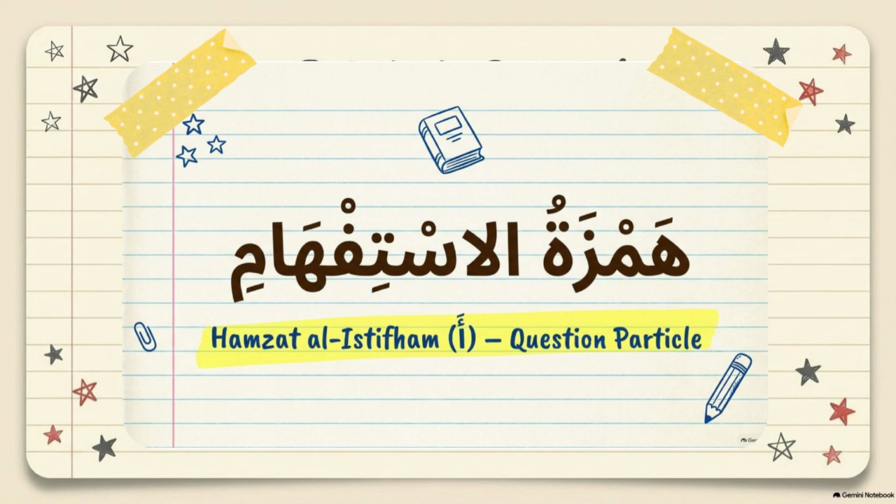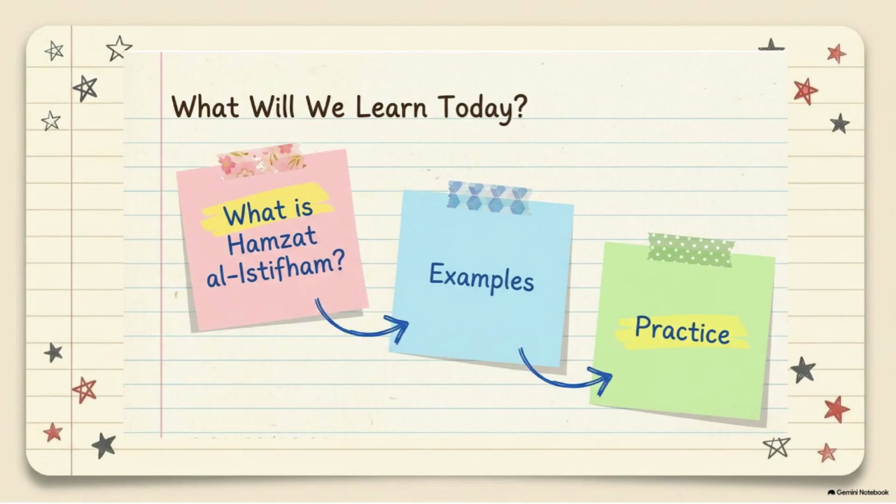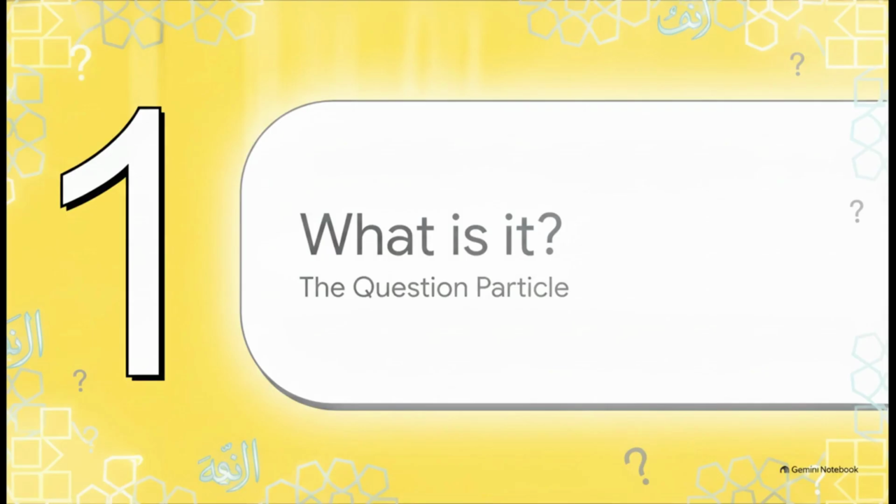It's represented by the Arabic letter Aleph with a Hamza on top, and it makes a really simple, crisp "ah" sound. That's it, just "ah." So, what will we learn today? Our journey is going to take 3 simple steps: concept, examples, and practice. First, we'll figure out what this particle is, then see it in action, and finally do a little practice together. All right, moving into section 1.